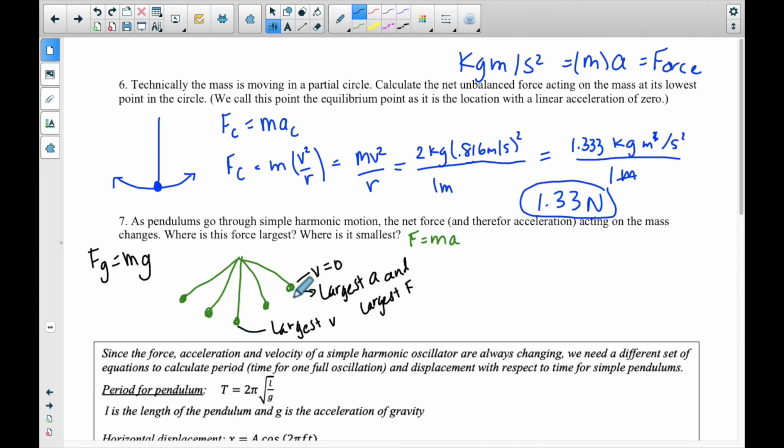So the greatest centripetal force is at the top, and that means that has the largest total force, because all of them have the F sub g. This one is going to have the gravitational force and the centripetal force. So the force is largest at the top, and is going to be the smallest at the bottom, which means that the acceleration is going to be the largest at the top, and the acceleration is going to be the smallest at the bottom. And again, I will try to post some GIFs on that.